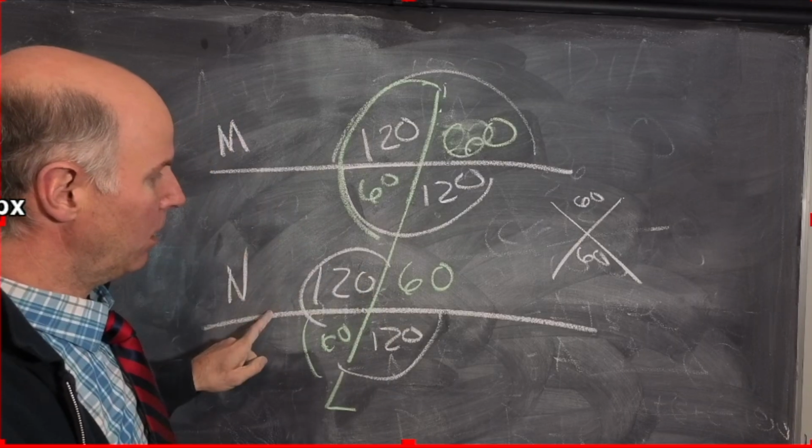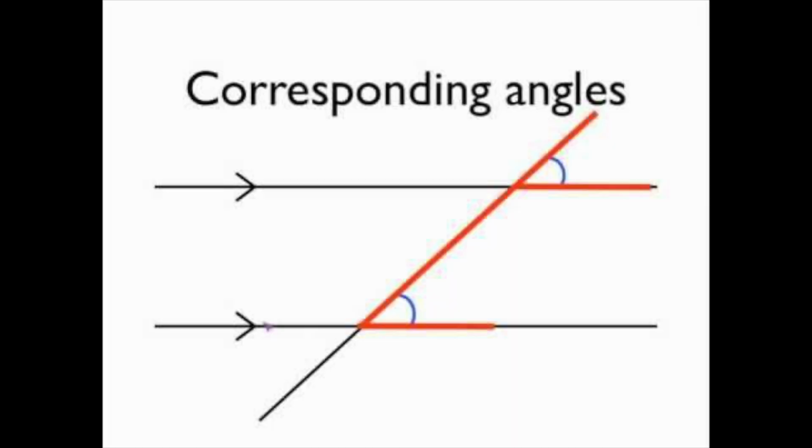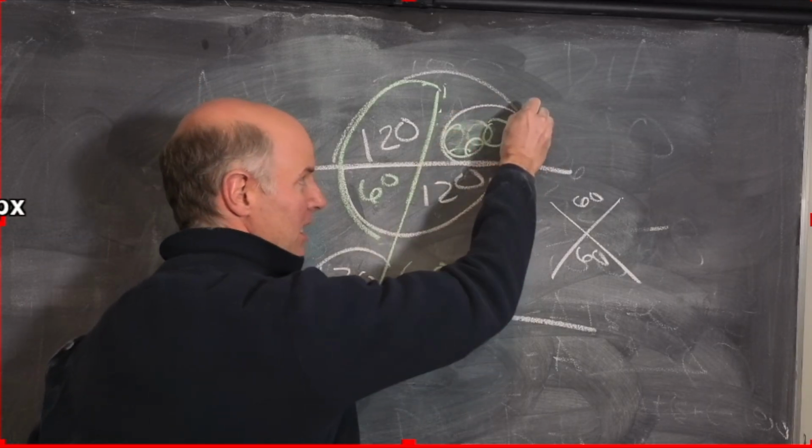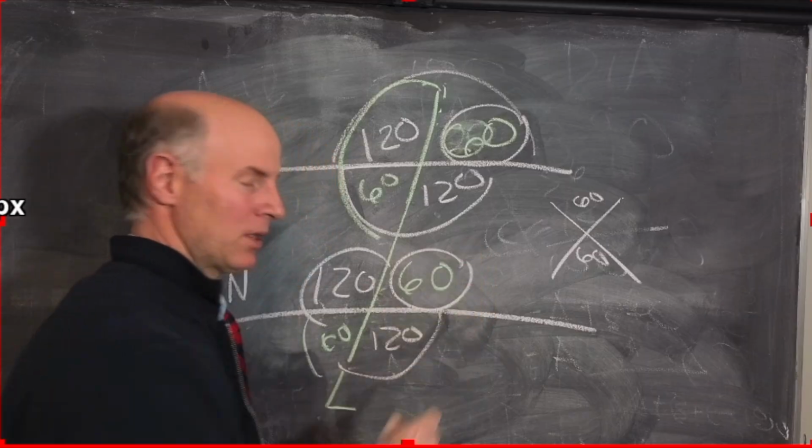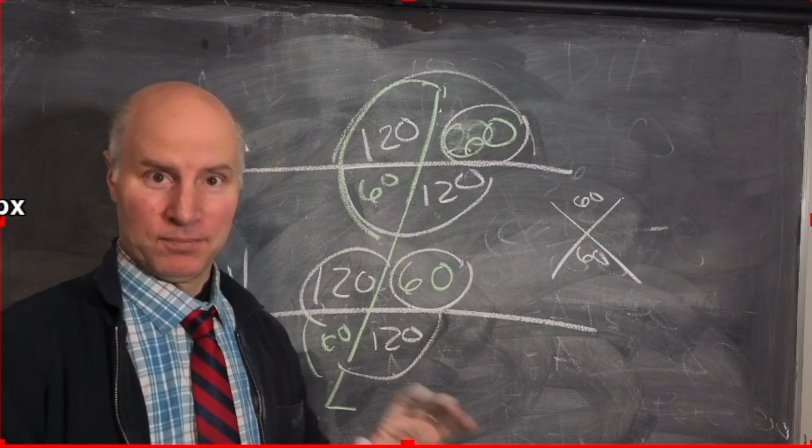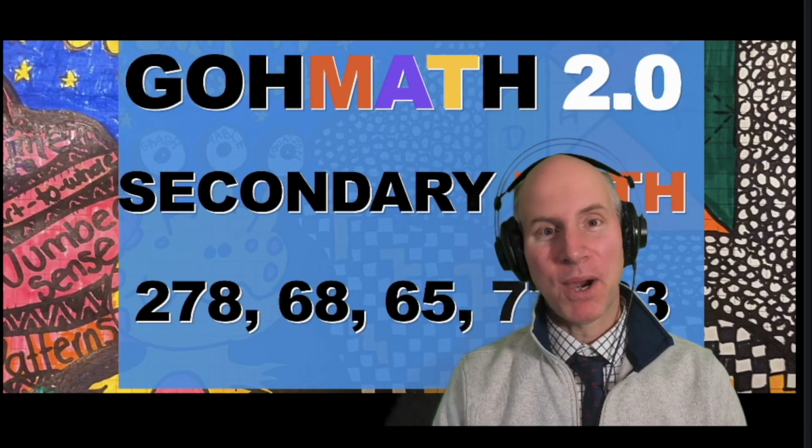When we have two parallel lines crossed by a transversal, corresponding angles form. Meaning if we know what this angle is here, its corresponding angle is going to be equal, right? That's very important.